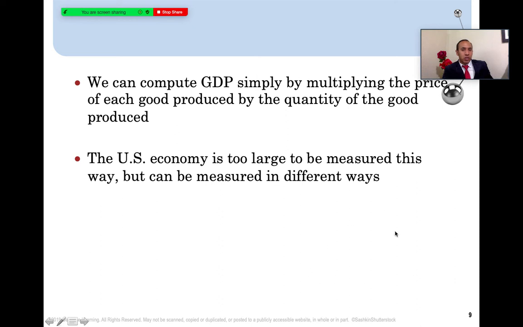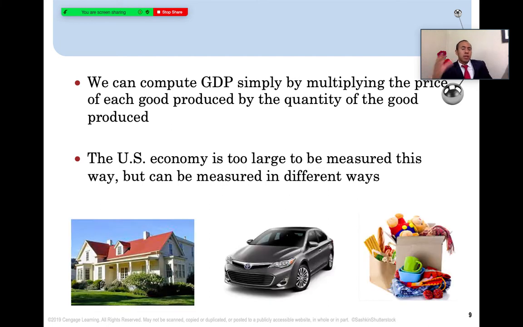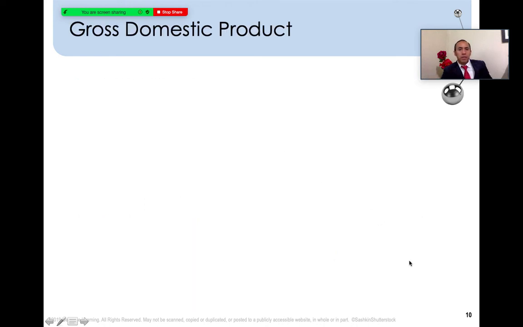We can measure it in 2 ways. The most common way is the expenditure approach, and the income approach. So let's take a look at the different ways to analyze economic GDP or real GDP in any country, or in this case the U.S. economy, when we produce goods and services such as residential housing, cars, automobiles, or regular amenities for the economy.